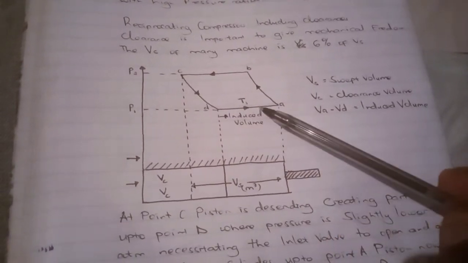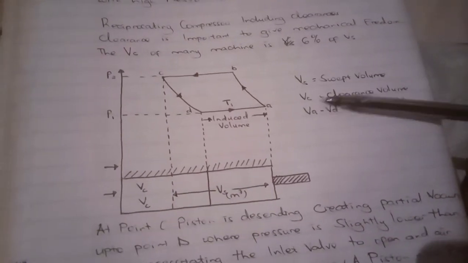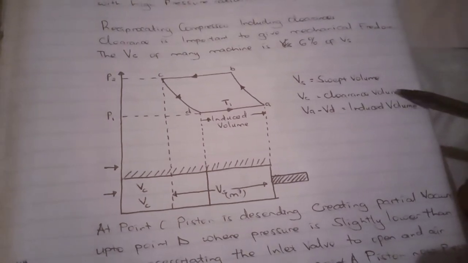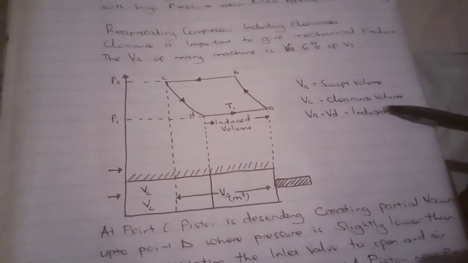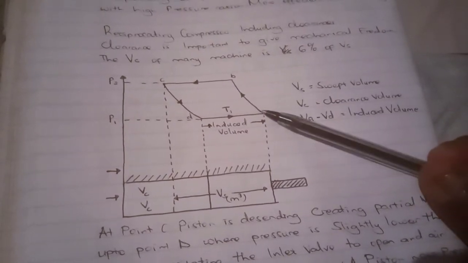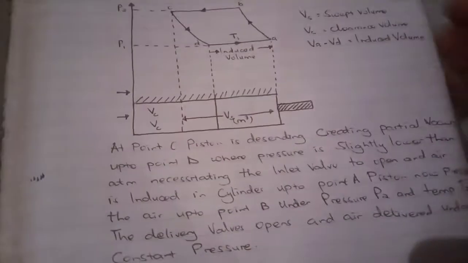TS diagram, and this is the initial. VS is for the volume swept. This is the clearance volume. And then induced volume is VA minus VD. That is the induced volume as shown.